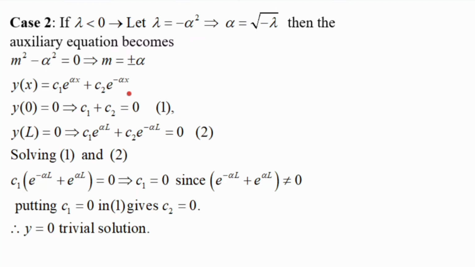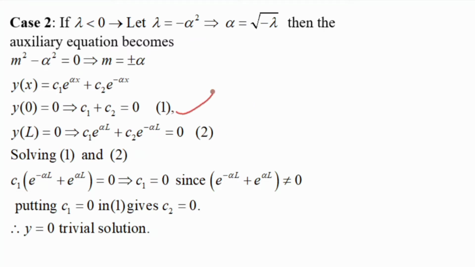Now we have to apply our given boundary conditions to get c1 and c2. First apply the first boundary condition y(0) equal to 0, that means we put x equals 0. We get c1 e power 0 plus c2 e power 0, and e power 0 means 1, so c1 plus c2 equals 0. This is equation number 1. Now we apply the second boundary condition y(l) equals 0. We put x equal to l and get c1 e power alpha l plus c2 e power minus alpha l equal to 0.